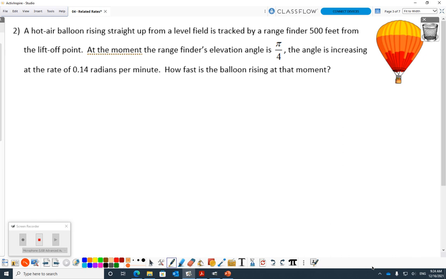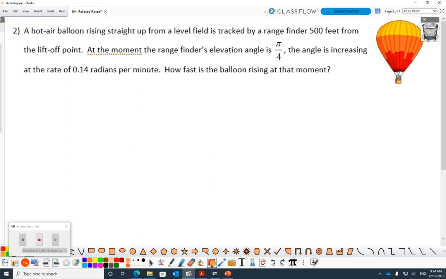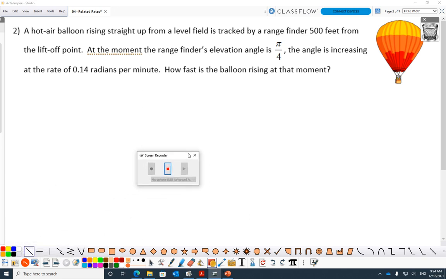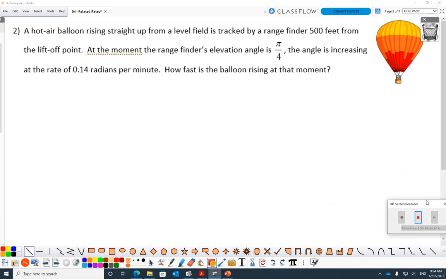Oh, I love this question. I'm going to say that every time. Every question that comes up, I'm going, oh, I like this one. A hot air balloon rising straight up from a level field is tracked by a rangefinder 500 meters from the liftoff point. Let me just add to my diagram right now. Oh, this thing's bugging me. Where am I going to put it? I got nowhere to put it. Maybe right there will be out of danger.